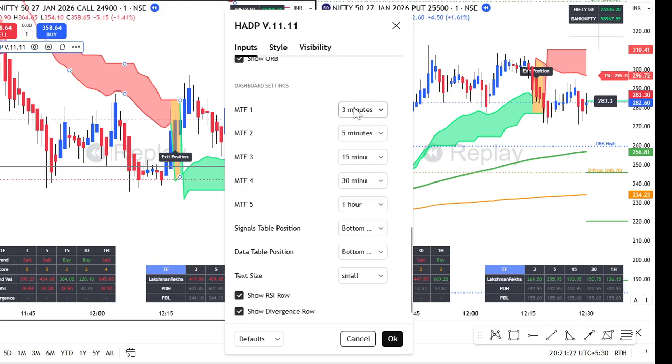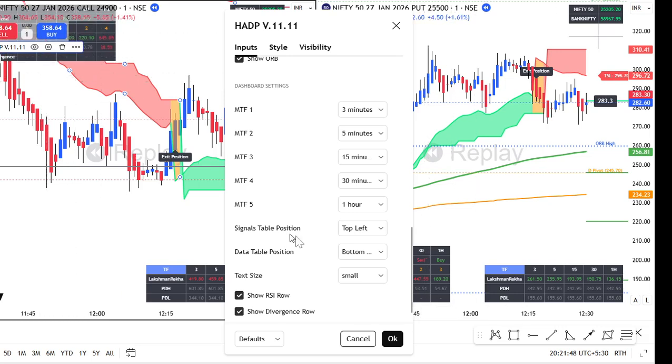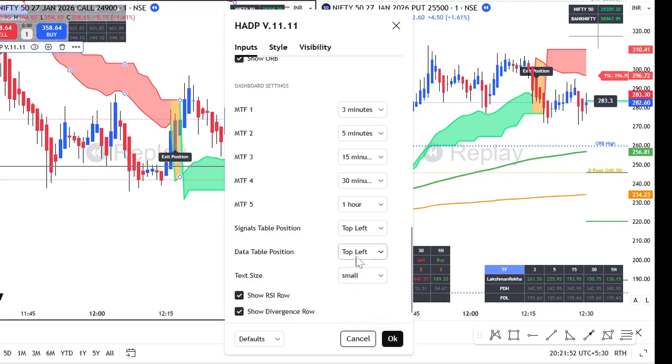Now, I am trading on the 1 minute candle, so I have kept 3 minute, 5 minute, 15, 30, 1 hour. If you are using it for positional trades, then you can change it to 15, 30, 1 hour, 4 hour, daily, whatever you want. And then the table positioning, the time frame position: bottom left. If I change it to top left, you will see this will go up. See, it has gone up. So table positioning and all that is there. You can use however you want.